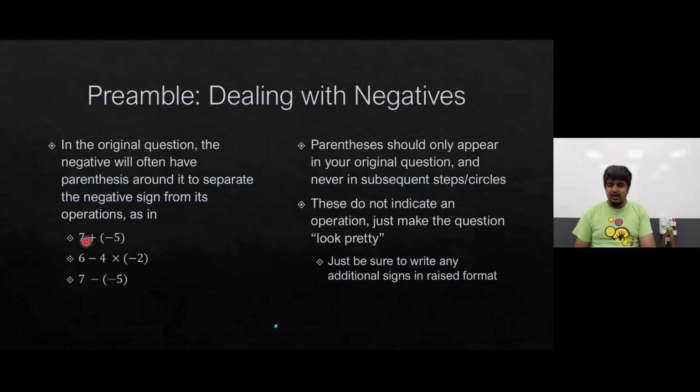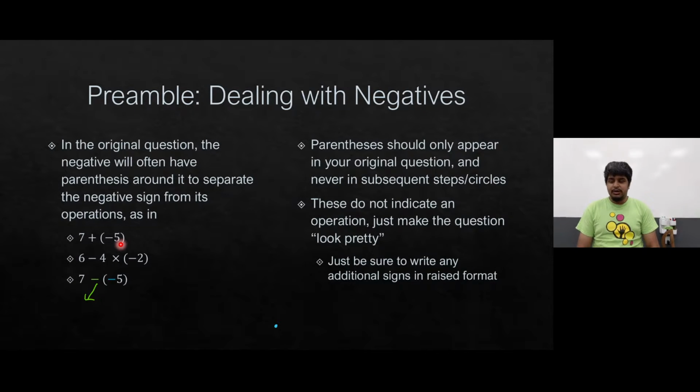So here I have 7 plus negative 5, and you can see here that if we didn't have these parentheses, these little sort of baby brackets around the negative, it would look very messy. It would have two signs right next to each other. Mathematicians don't like that too much, so we put these parentheses to just separate things out. Right? And so that is what we mean when we talk about parenthesis.